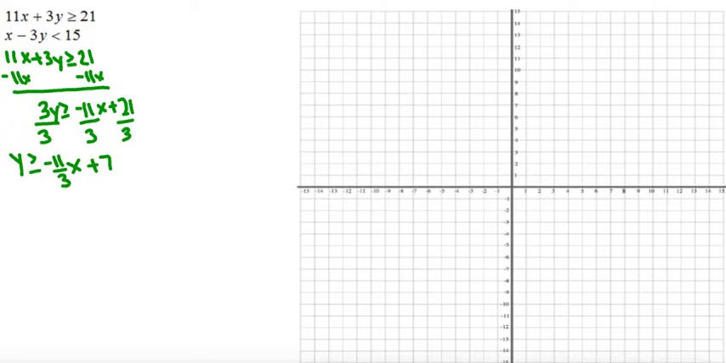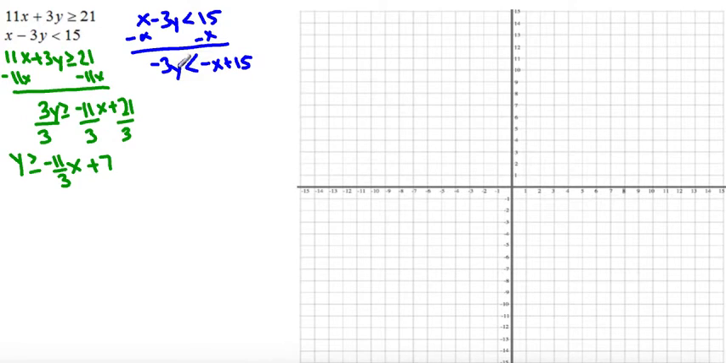And then I do the same thing to the second inequality. So I have x minus 3y is less than 15. I have to get y by itself, so subtract x on both sides. So I have negative 3y less than negative x plus 15, and since I'm trying to get y by itself, I divide everything by negative 3.